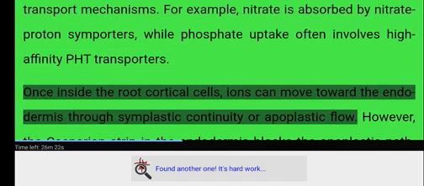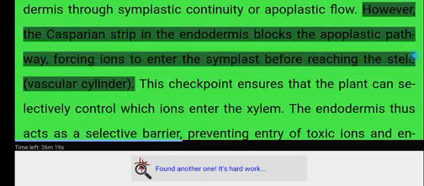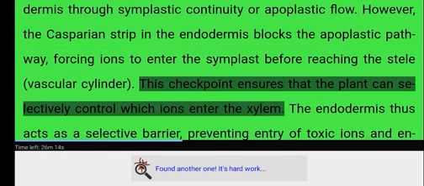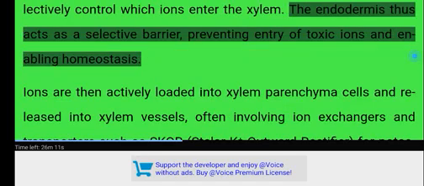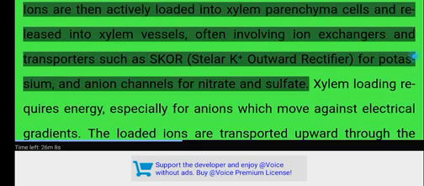Once inside the root cortical cells, ions can move toward the endodermis through symplastic continuity or apoplastic flow. However, the Casparian strip in the endodermis blocks the apoplastic pathway, forcing ions into the symplast before reaching the stele, the vascular cylinder. This checkpoint ensures that the plant can selectively control which ions enter the xylem. The endodermis thus acts as a selective barrier, preventing entry of toxic ions and enabling homeostasis.